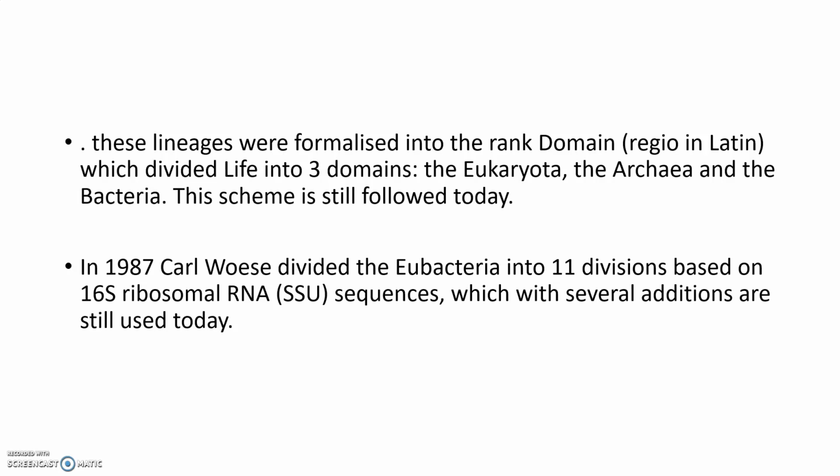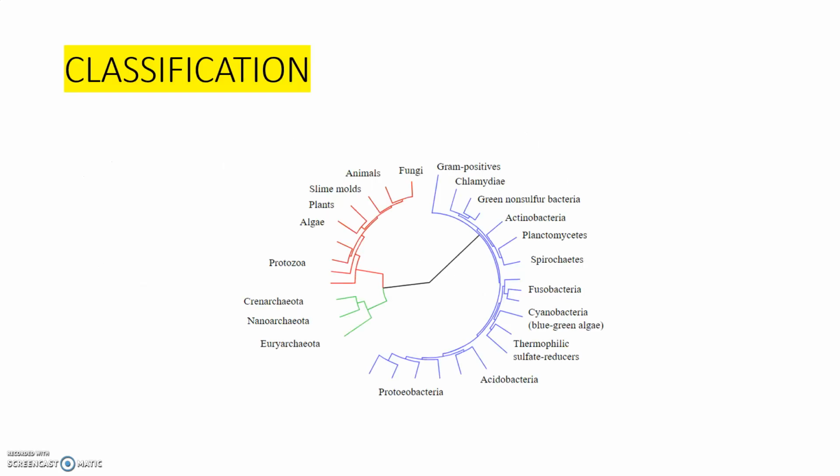In 1987, Carl Woese divided the eubacteria into 11 divisions based on 16S rRNA ribosomal sequence, several of which are still used today. So this is the main classification scheme of the bacteria, and in this come most of the organisms.